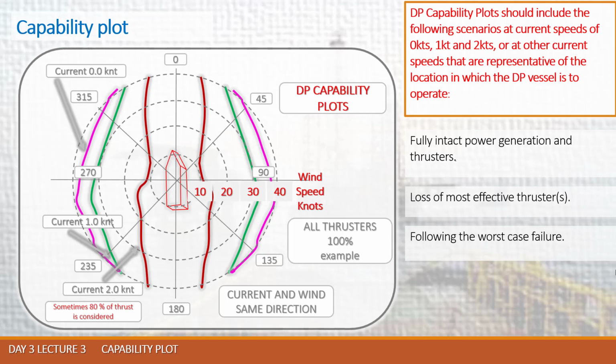And if the current would be 0, then the wind acting from the sector 45 could give me what? Capability about 40 knots. So in that case, I could resist the wind value of 40 knots. This is how to use the DP capability plots. And remember, this is a set of supportive documents on board of DP vessel.